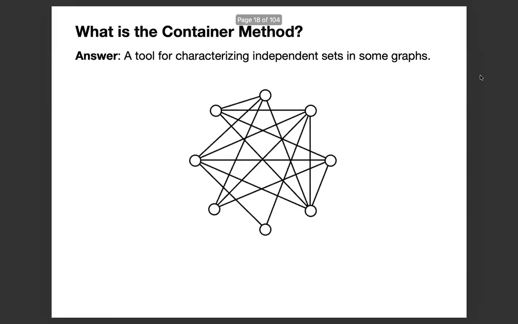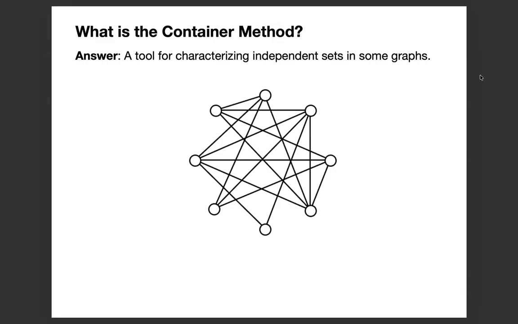Okay, so what is the container method? Some of this is repeated from my last talk, so if you've seen it, feel free to check out for 5 minutes, or just look at the pictures, whatever you want to do. Okay, so what is the container method? The container method is a tool for characterizing independent sets in some graphs. I think this is best described with an example. So consider this graph here.